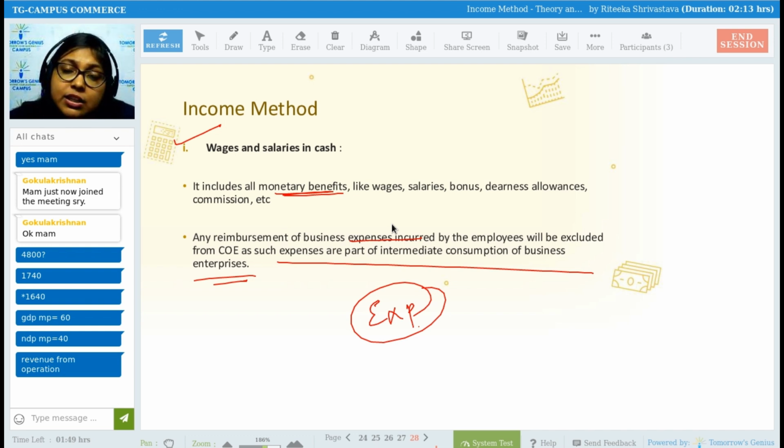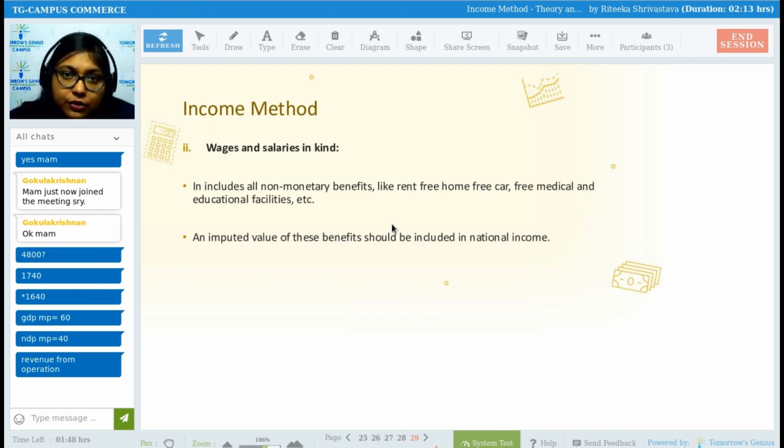Under the income method, by the name itself, just understand that we are going to include just the income of the country. That will be included under the income method. So the first component was compensation of employees. How do we give compensation to employees? The first form is wages and salaries in cash. The second form is wages and salaries in kind.